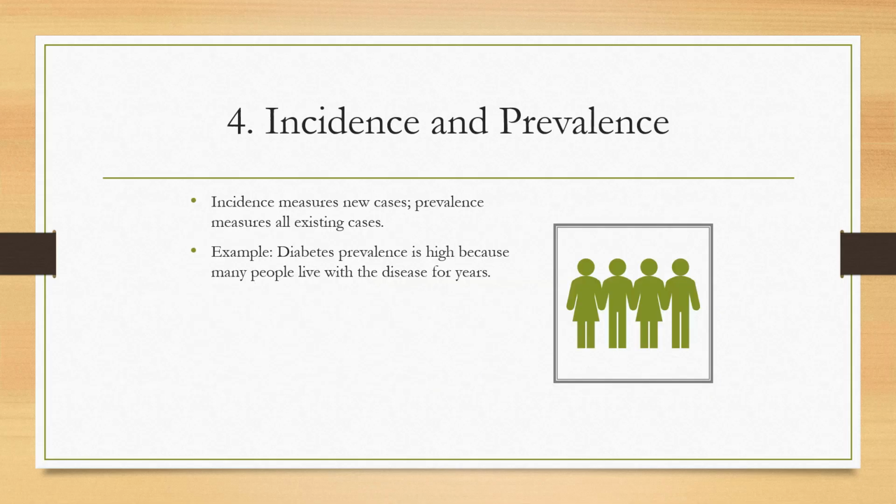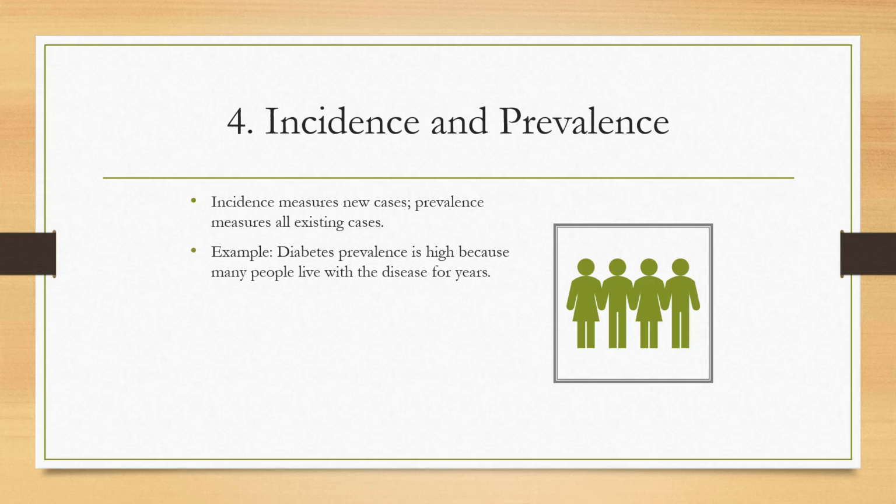Now, talking about incidence and prevalence. Incidence and prevalence are two important measures in epidemiology. Incidence refers to new disease cases during a specific time period, whereas prevalence refers to all existing cases in a population.